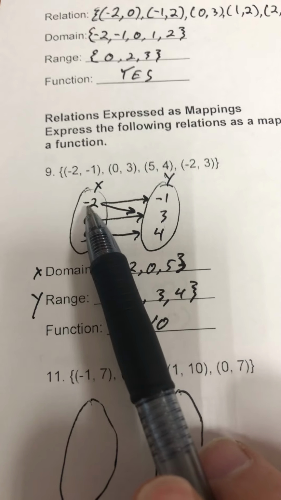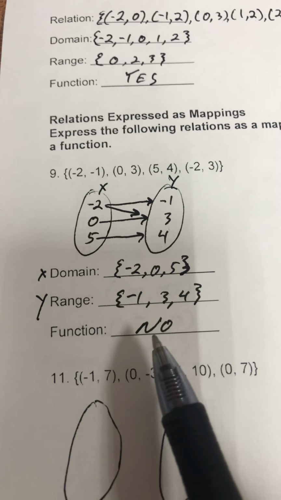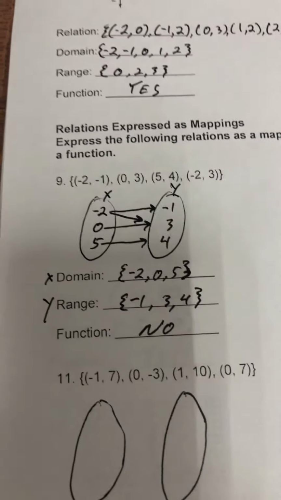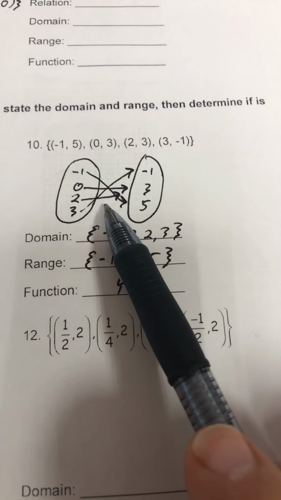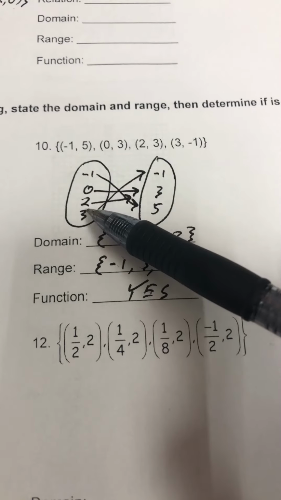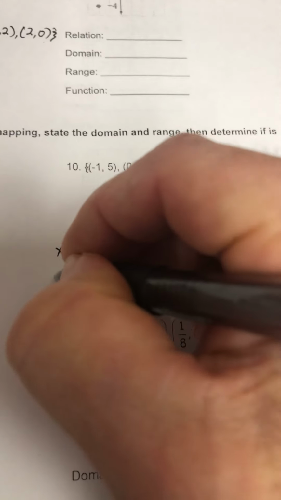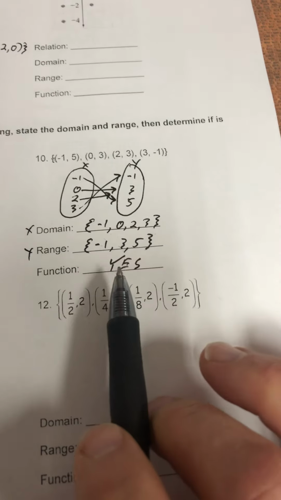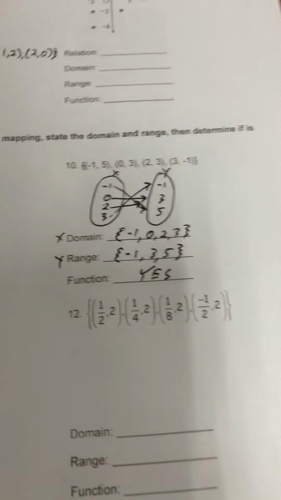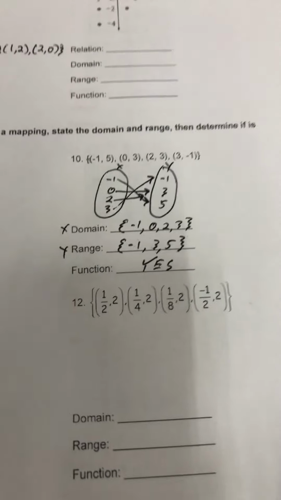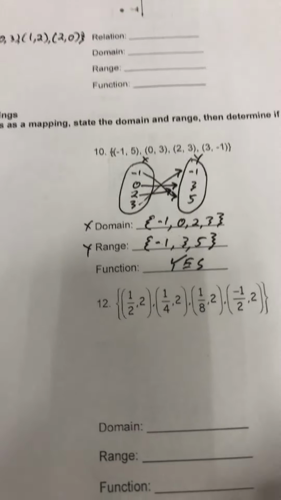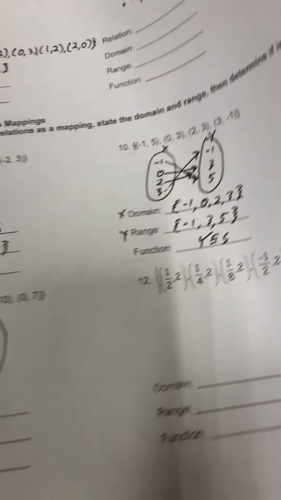I have a -2 going to 2 different numbers, so it's repeated. So no, it's not a function. It wouldn't pass the vertical line test. This one, number 10, I have them listed here, my x values and my y values. I don't have any repeaters in the x values, so it is a yes. It doesn't matter if you have repeaters in the y. It's only in the x values in the domain.